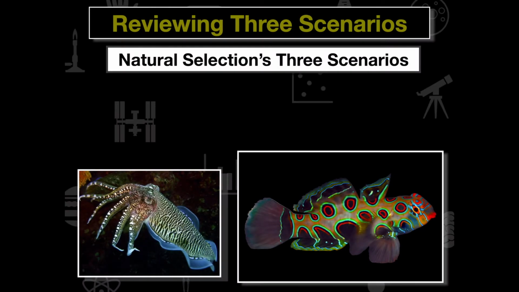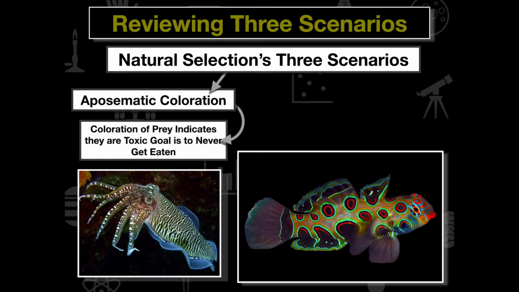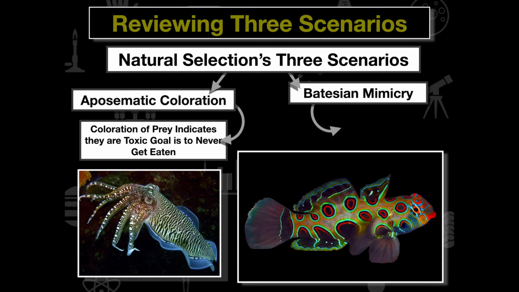So if we're reviewing our three scenarios here, natural selection is going to lead to three scenarios for our prey. The first scenario is this aposematic coloration, and this is going to indicate that the organism is toxic if it is consumed. So the goal for that prey is to never get eaten by having these bright colors on it. Contrary to this, we have Batesian mimicry, and this is going to be mimicking an aposematic organism. So by mimicking a toxic species, this is also going to prevent that organism from getting eaten.